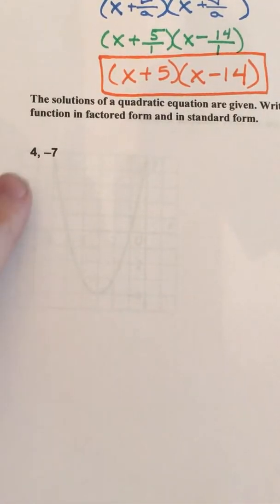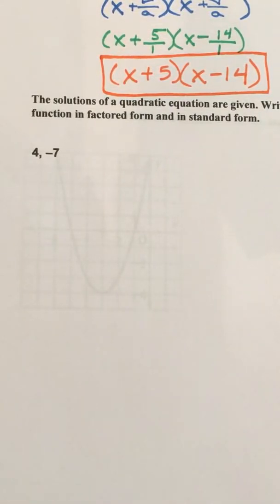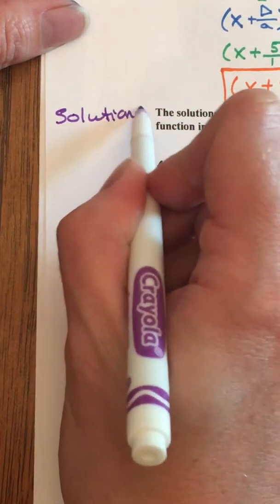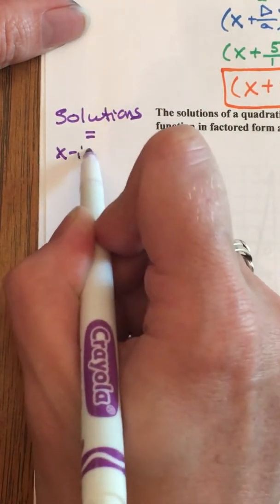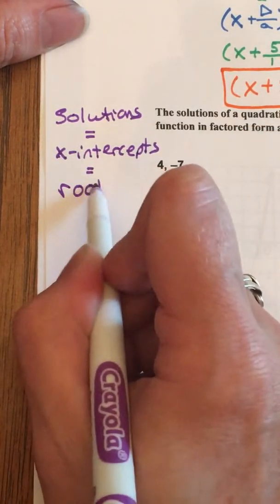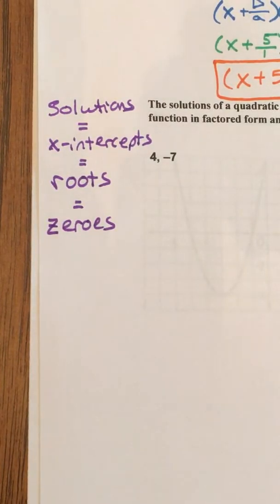Here, they gave me two X-intercepts. These are solutions, they are zeros, they are X-intercepts, they are roots. So let's write that out to the side just to remind us that solutions equals X-intercepts, which equals roots, which equals zeros. So depending on who wrote any given problem for you to tackle, they could use any of those words, and you got to know that they all mean the same thing.